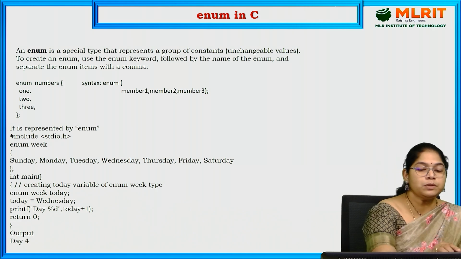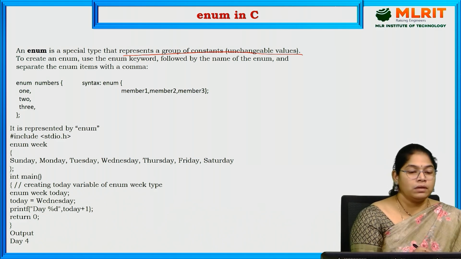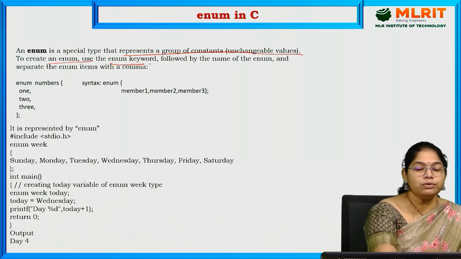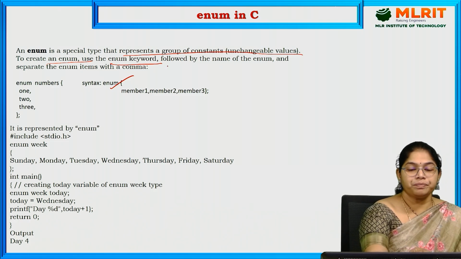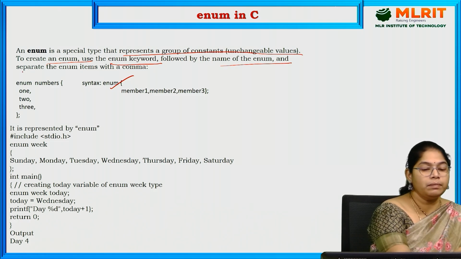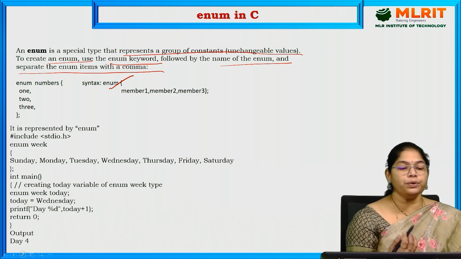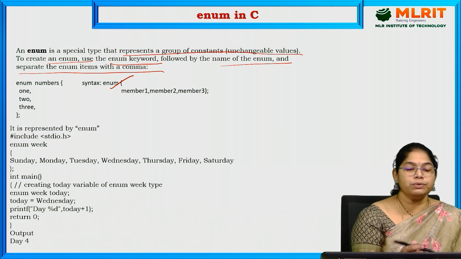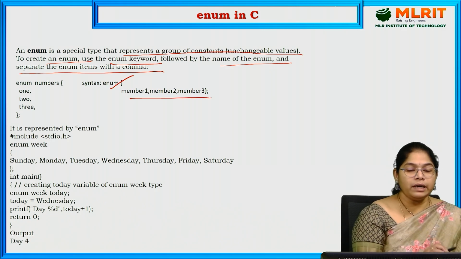Enum. Enum is a special type that represents a group of constants, which are unchangeable values. Nothing but it gives numeric values, numeric constants. To create an enum, we have to use the keyword enum, followed by the name of the enum, and the enum items separated by commas. It provides numerical constants to the members of that enum, and these members are separated by a comma.